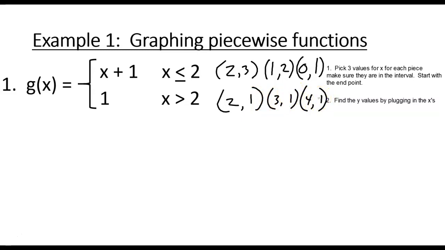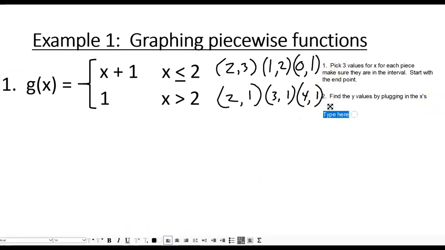Okay. All right, so that's the first 2 steps. So pick 3 x values for each piece. Make sure that they're in the interval, and you always start with the endpoint. In this case it is 2. And then you find the y values by plugging in the x's. Okay. Now we're ready for the next step. The next step is to decide if the endpoints are open or closed circles.